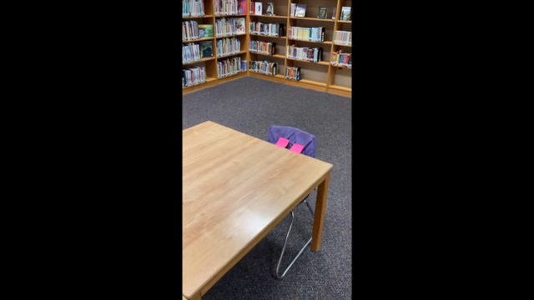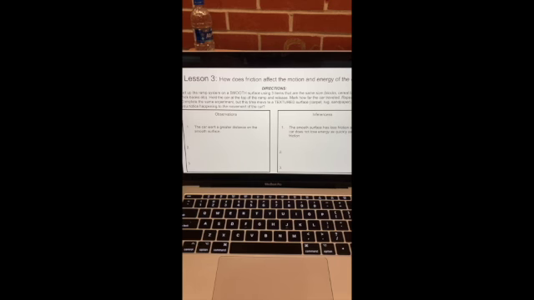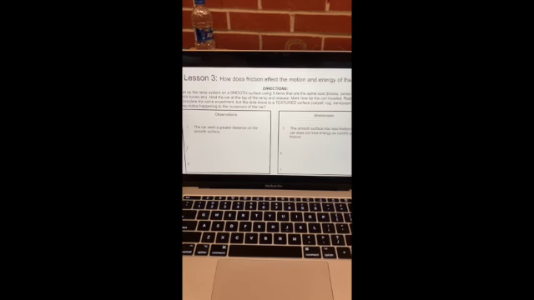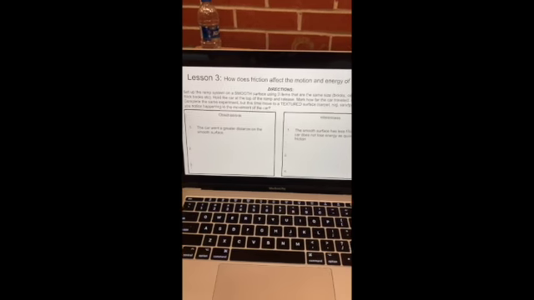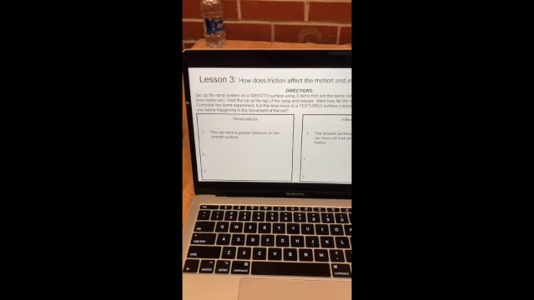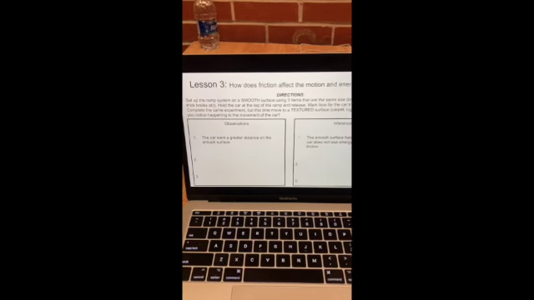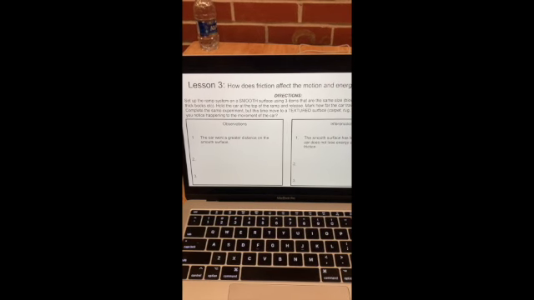Now we have to record this. The last thing I'm going to do is write down my observations and my inferences. So I'm going to do 3 observations from what I just had. The first observation that I noticed is that the car went a greater distance on a smooth surface.